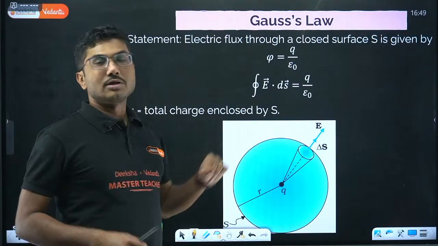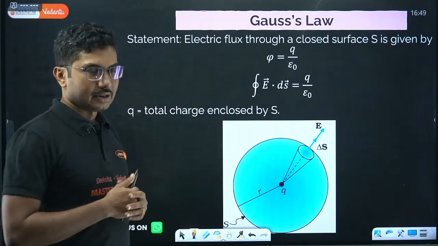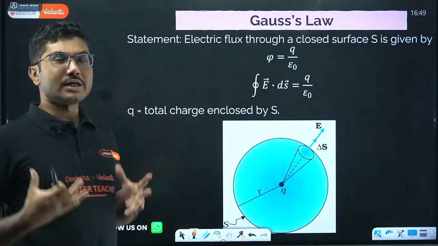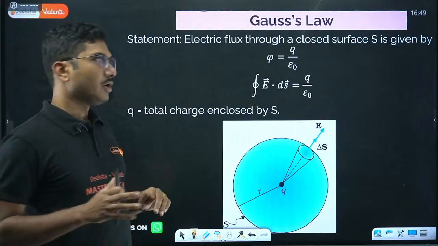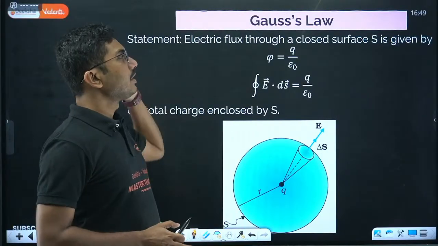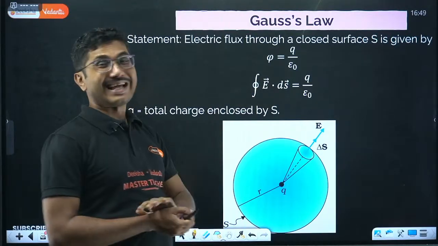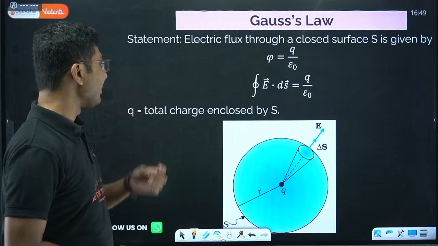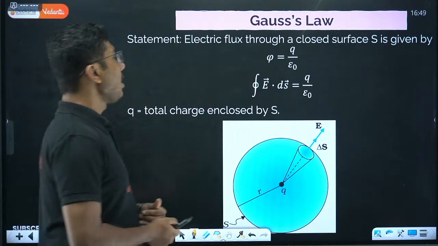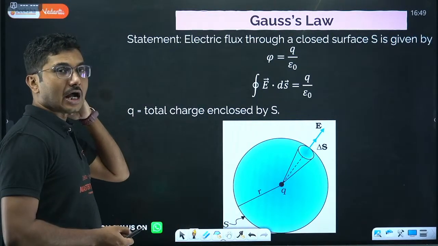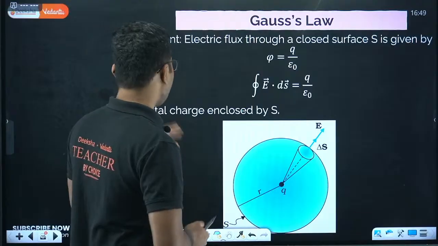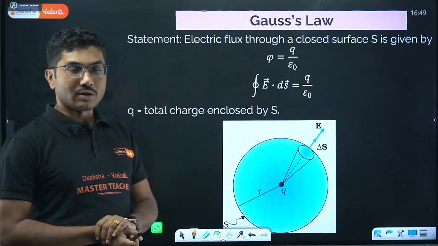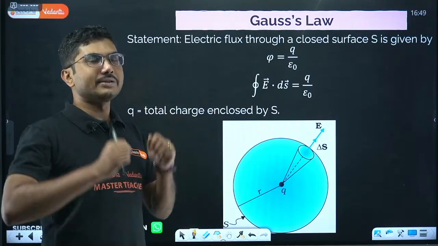Basically, Gauss's law measures electric flux through a closed surface. Okay, so electric flux through a closed surface S is given by phi equals Q by epsilon naught, where Q is the total charge enclosed by the surface. So if Q is the total charge enclosed by a closed surface, remember it's a closed surface.